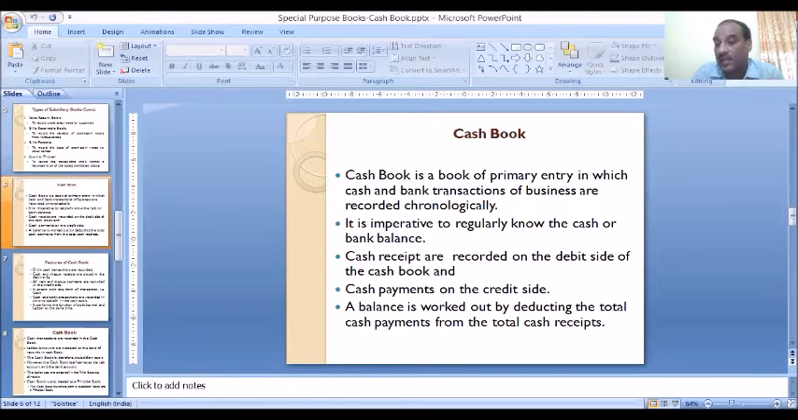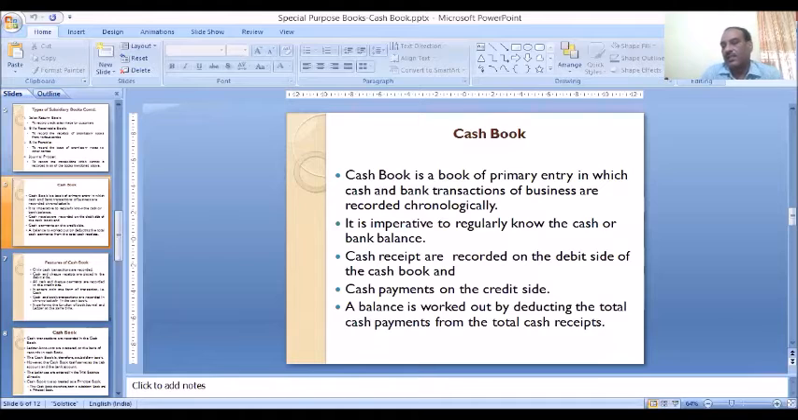So the cash book contains chronologically maintained information of the cash transactions, receipts and payments, as well as the transactions with the banks. It is imperative to regularly know the cash or the bank balance. It helps in knowing that because we have scientifically maintained records in the cash book. So we can easily find out what and how much we have done in cash transactions, and this book helps us.